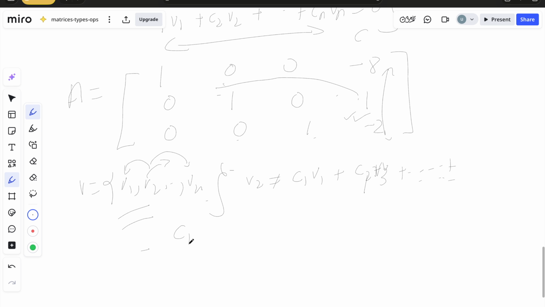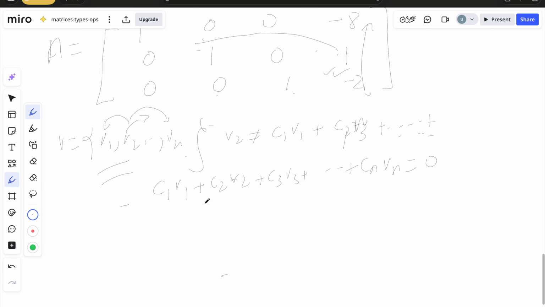Basically meaning that if we have an equation like this, c1 v1 plus c2 v2 plus c3 v3 plus dot dot dot up to cn vn is equal to 0, then the only possible solution to this particular equation is that c1 is equal to c2 is equal to cn is equal to 0.